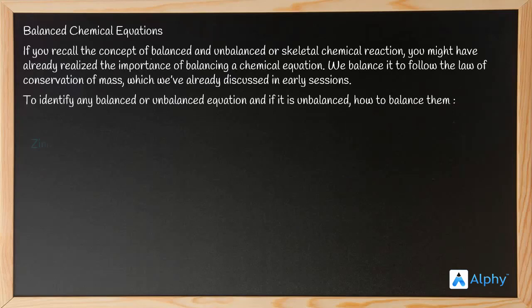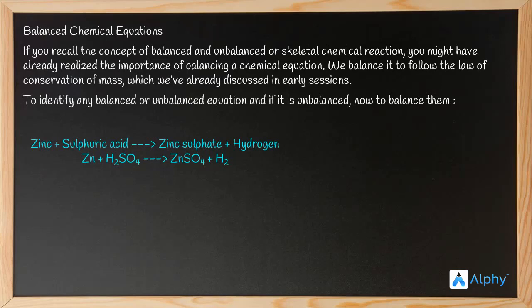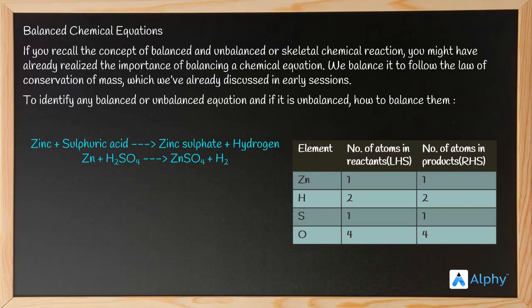balance them. Let's consider this example: zinc plus sulfuric acid forming zinc sulfate plus hydrogen. As we all know, it's quite convenient to write any chemical equation in its symbolic form. So here's the symbolic form, which is Zn plus H2SO4 forming ZnSO4 plus H2. Now, to identify whether the given reaction is balanced or unbalanced, let's count the number of atoms of each element on each side and tabulate them in this form.